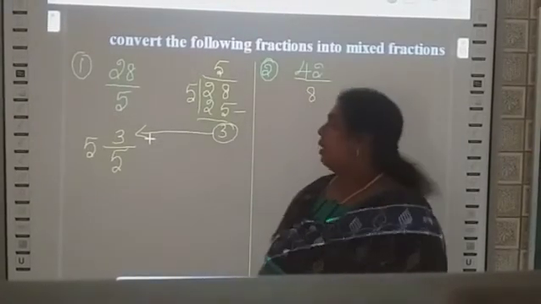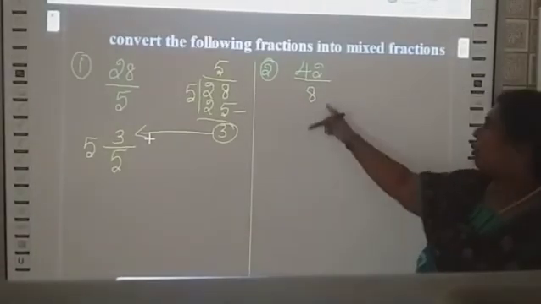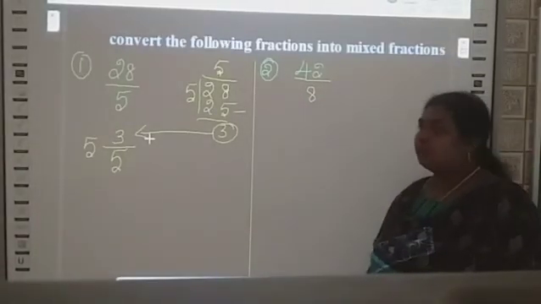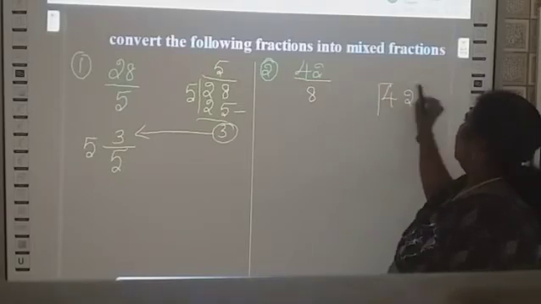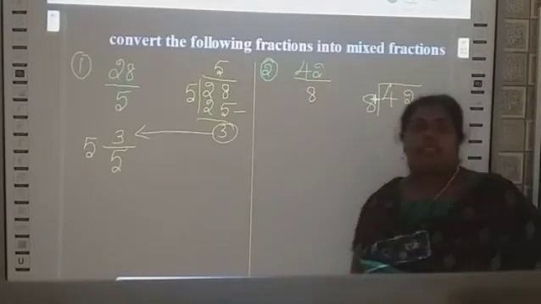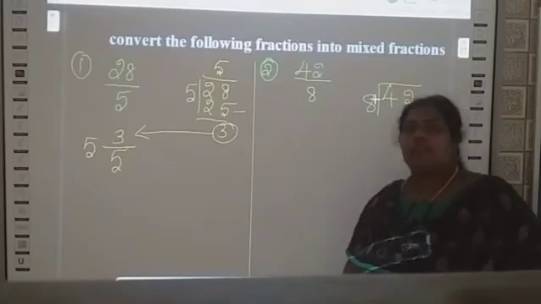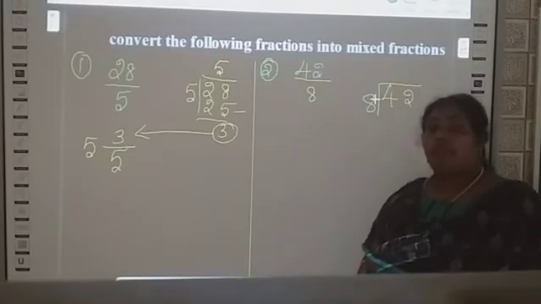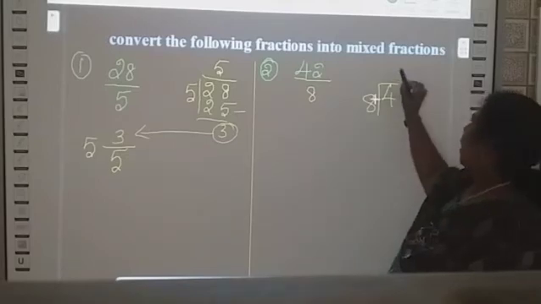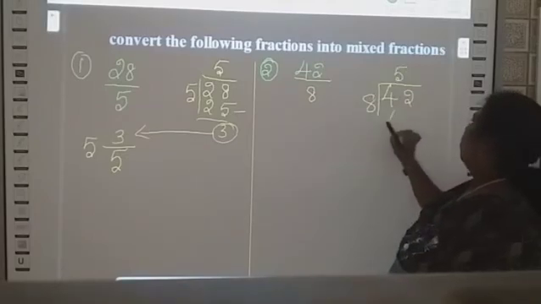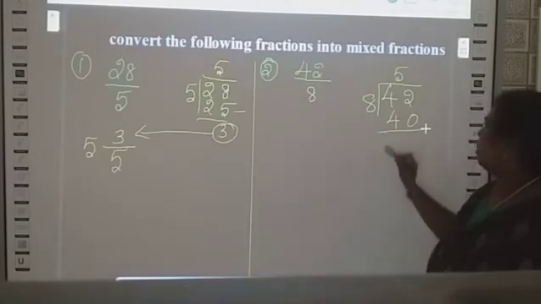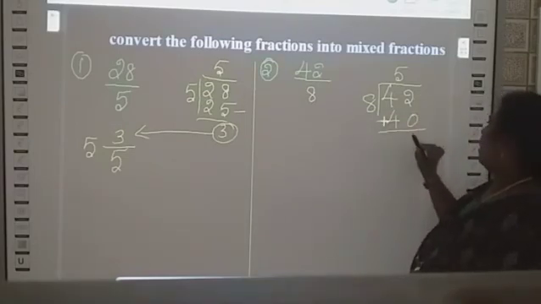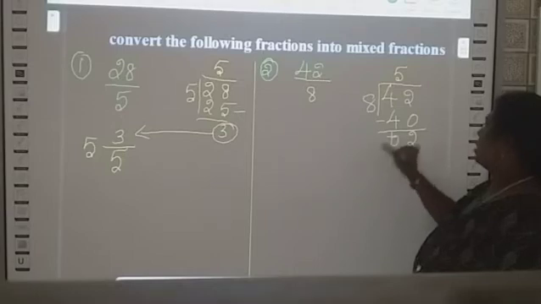Do you understand? Yes. The second question, 42 divided by 8. Before 42, in the table, how many times will it come? 8 times 5 is 40, right? Then the next step is what? You have to subtract the value. 2 minus 0 is 2, 4 minus 4 is 0.